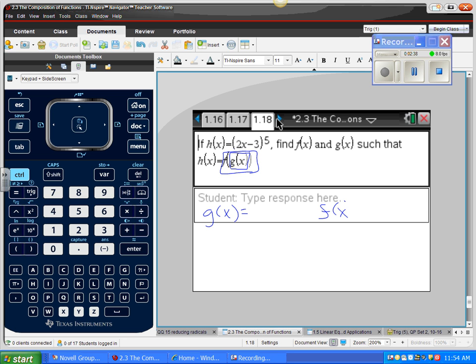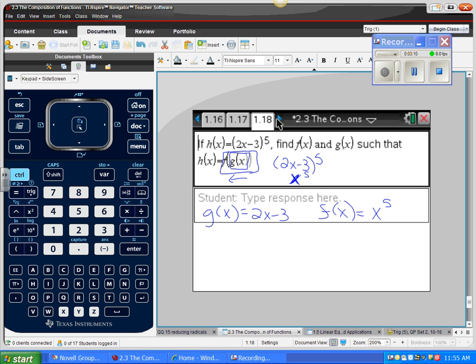Now, if we look at this, we know that g is going to have to go into f. So what I'm thinking is, if we have this function, 2x minus 3 to the fifth, what if this 2x minus 3 were just x? So we're going to let f of x be x to the fifth. If f of x were x to the fifth, g of x would have to be 2x minus 3 in order for the composition to work.